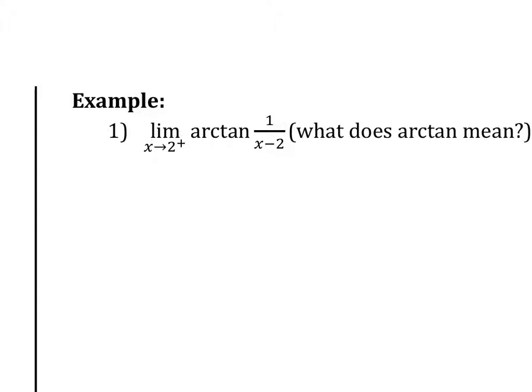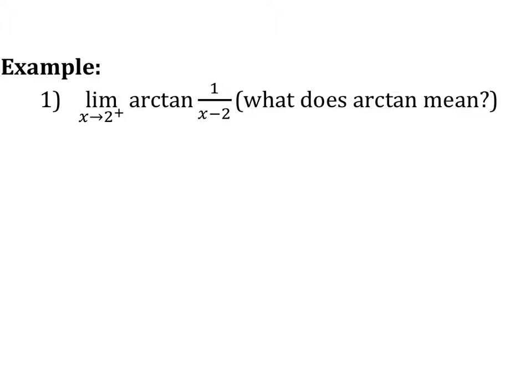Okay, we're going to do change of variables. Sometimes it's not possible to solve as is. We have to change some variables. So first, let's look at this question. Limit as x goes to 2 plus of arctan of 1 over x minus 2. What does arctangent mean? It's the inverse function of tan. So this is the limit as x goes to 2 positive of inverse tangent of 1 over x minus 2.